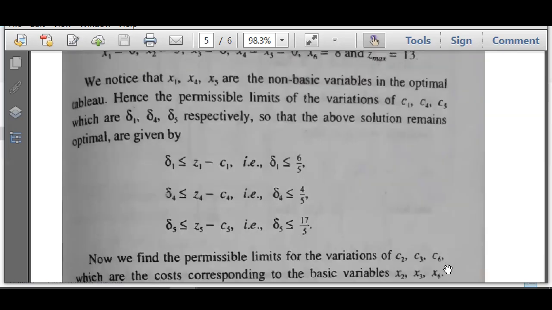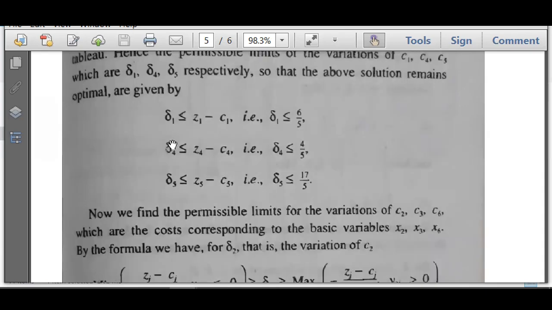So the three cost constants you may vary. If you want to keep the optimal solution as it is, the variation del 1 should not be greater than 6 by 5, del 4 should not be greater than 4 by 5, and del 5 should not be greater than 17 by 5. If they are greater, then this optimality is lost, and again you have to do the entire sum from the very beginning.